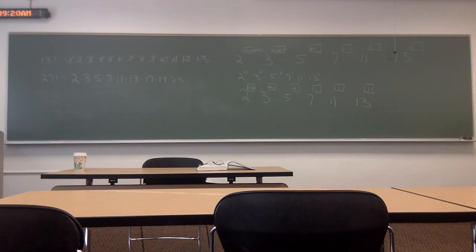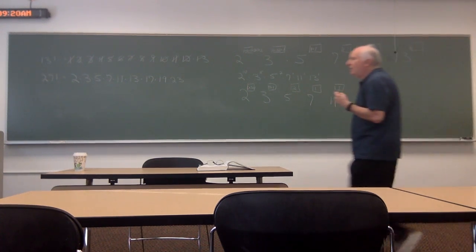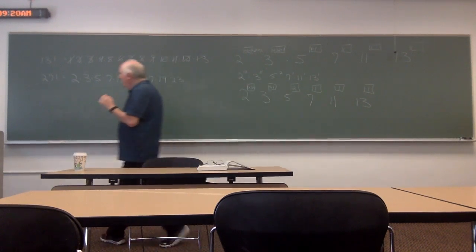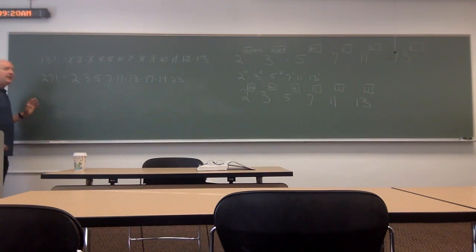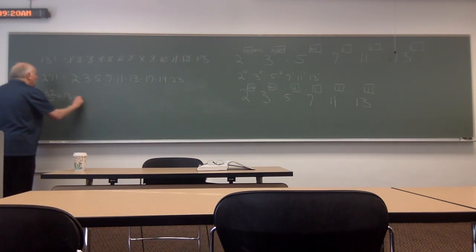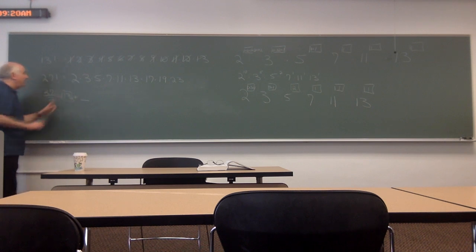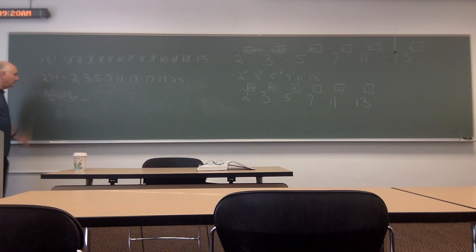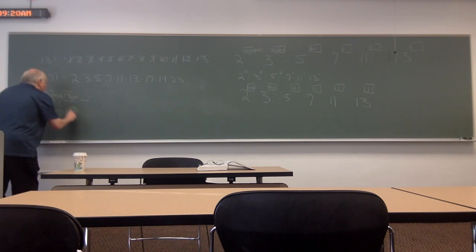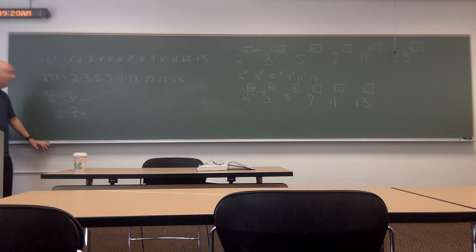So when you multiply all the numbers from 1 to 27, we'll do the same thing as before. Let's see what the exponent of 2 is. If we take 27 divided by 2, that says 13 of them are multiples of 2. But of those 13, how many of them also happen to be multiples of 4?